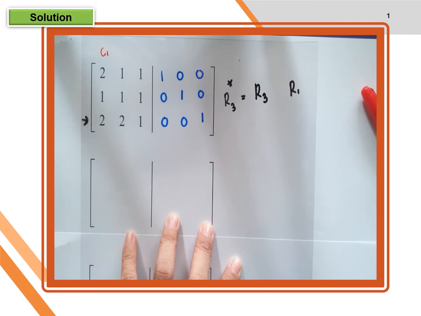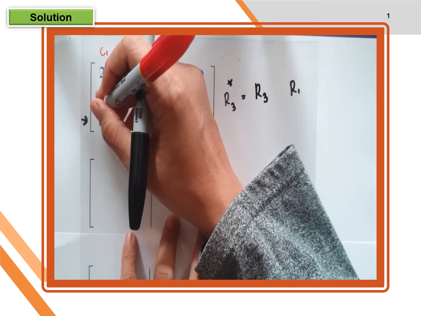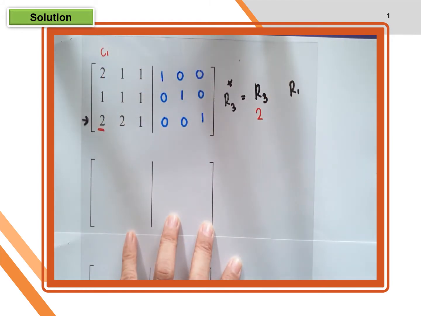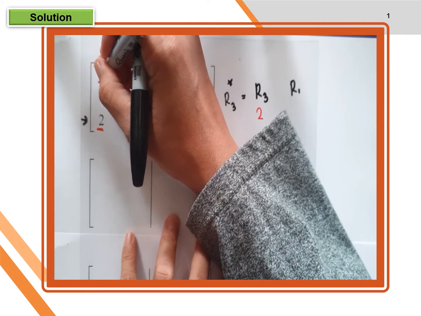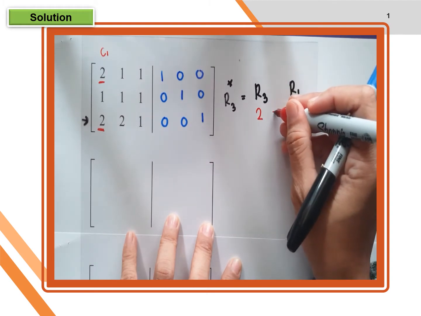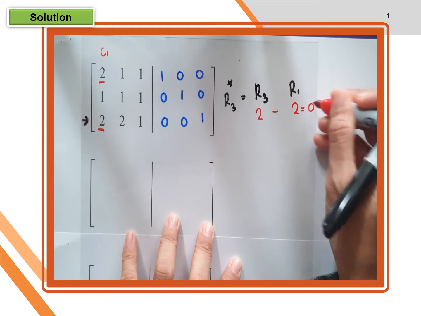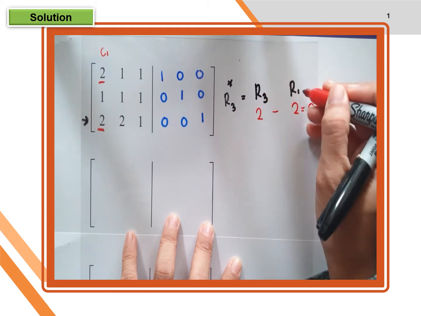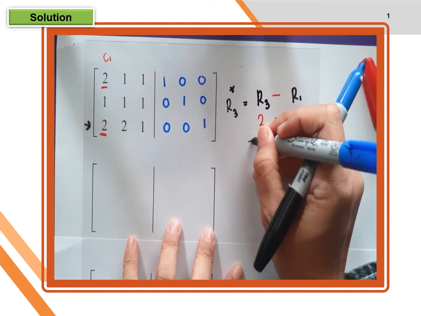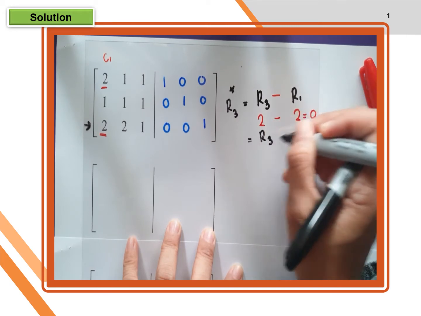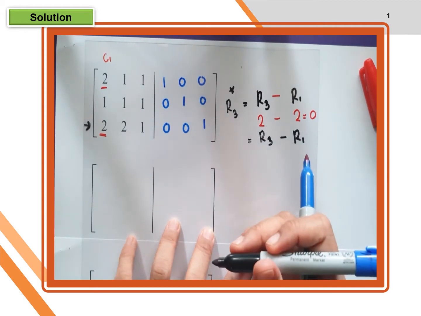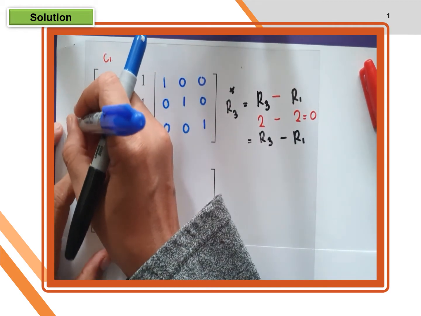So what is the formula now? Look at the number in row number 3. The number is equal to 2, so write down here 2. Row number 1 is also equal to 2. So how to get 0? 2 minus 2, the answer will become 0. So the formula is R3 minus R1. We only replace row number 3.